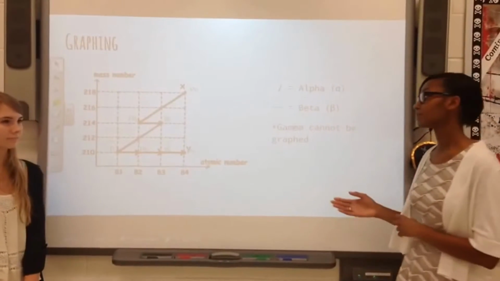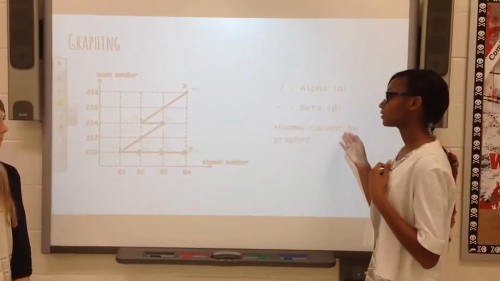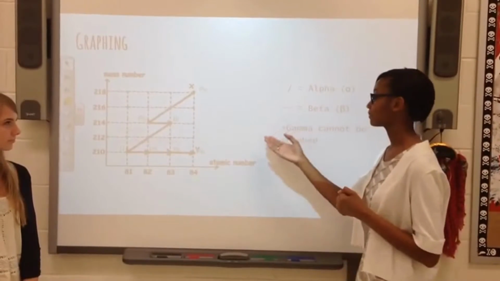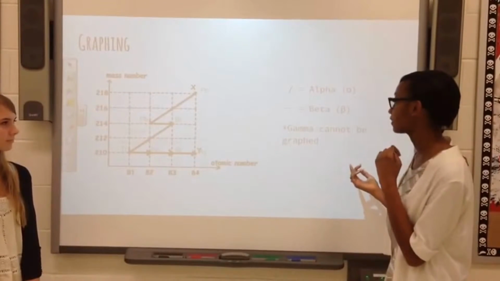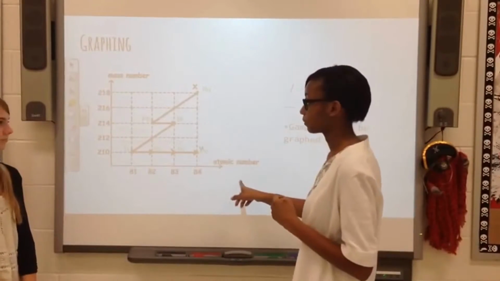How you graph these numbers is different though. The alpha decay is represented by a diagonal line. The beta decay is represented by a horizontal line, and you would graph it with mass number on your y-axis and atomic number on your x.